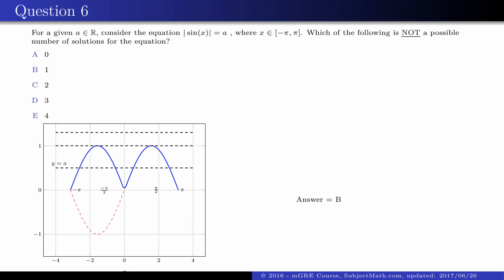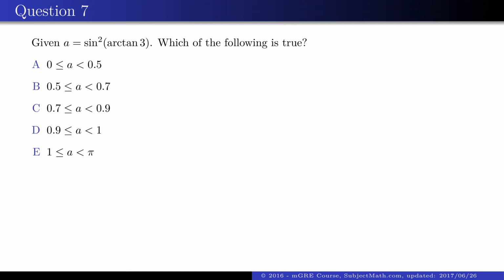You need to know what taking the absolute value is doing to the graph. After that, you can see that a single solution is not an option by looking at different intersections between the graph and the horizontal line.